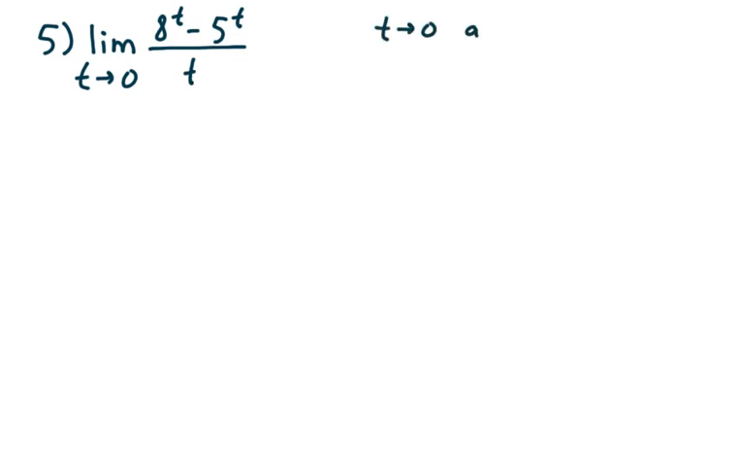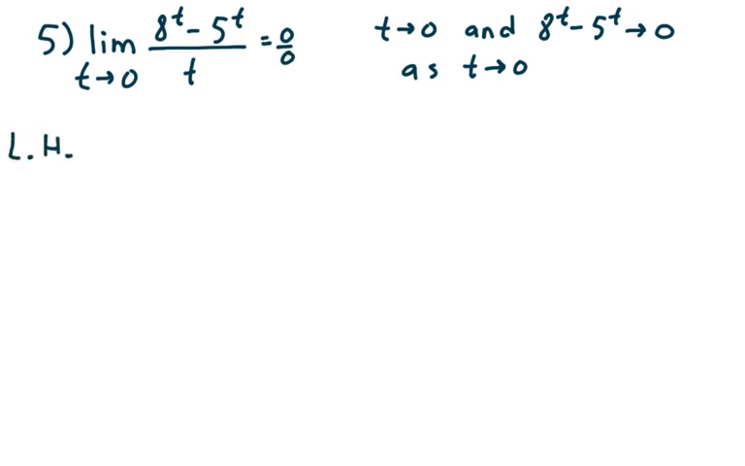Suppose I'm given the following. Suppose I have the limit as t approaches 0 of 8 to the t minus 5 to the t divided by t. Now, t approaches 0, and 8 to the t minus 5 to the t approaches 0 as t approaches 0. And so this is of the form 0 over 0. And so we're going to apply L'Hopital's rule here. It's the perfect candidate for that.